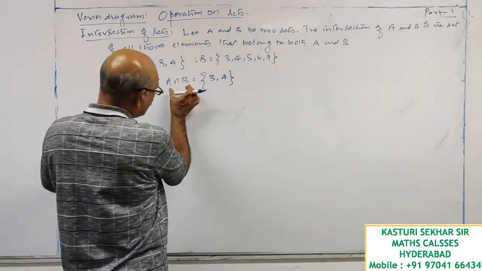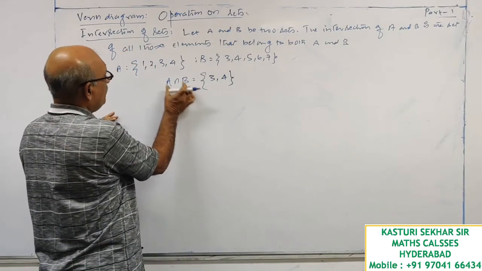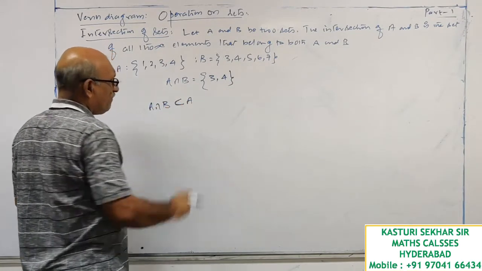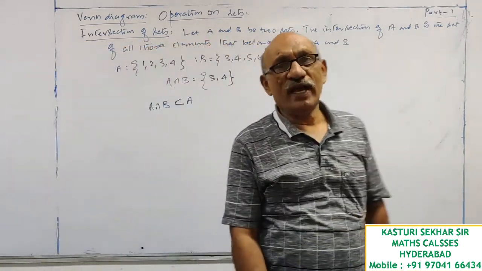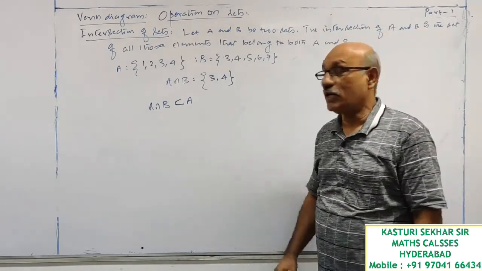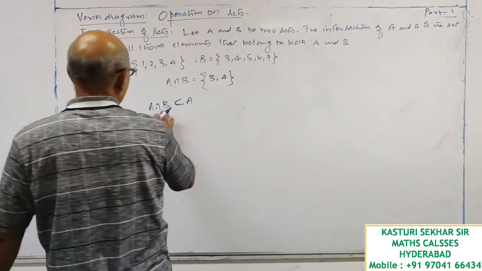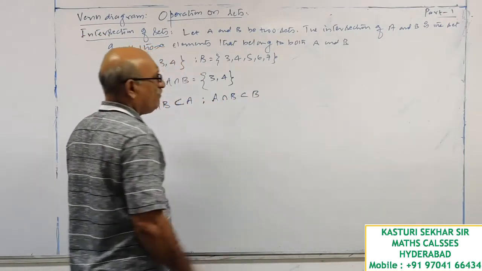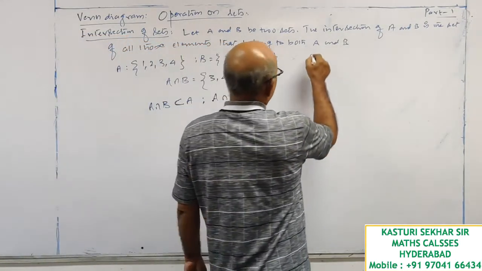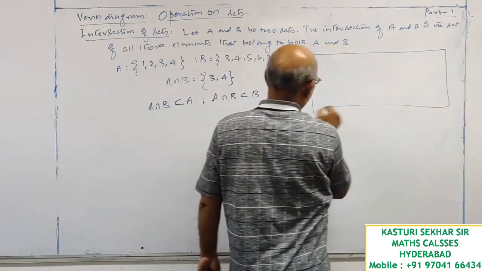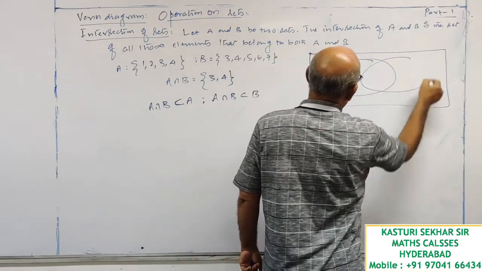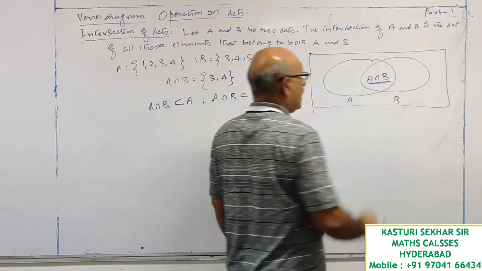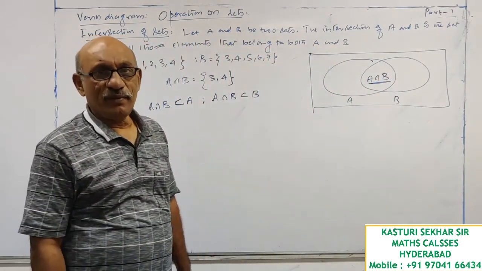Now let us see A intersection B from A's point of view. A intersection B is a proper subset of A. Every element of A intersection B is in A. So A intersection B is a subset of A. So its Venn diagram is: this is set A, this is set B, and this part is A intersection B.